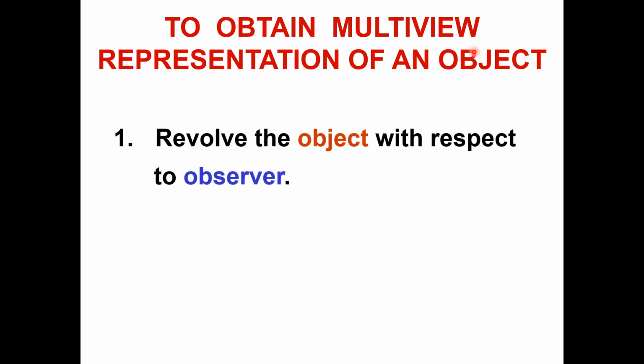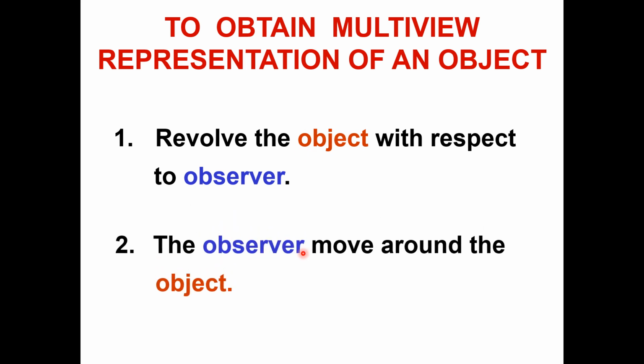To obtain a multi-view representation of an object, there are two methods. First, revolve the object with respect to the observer, meaning the person observing the object will remain static and the object will be revolved. Second, the observer moves around the object, meaning now the object is static and the observer will move around. I will explain one by one.